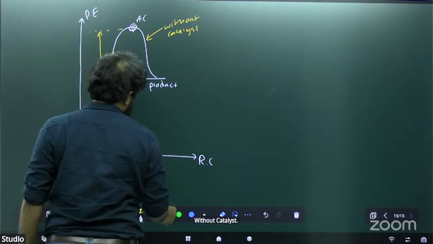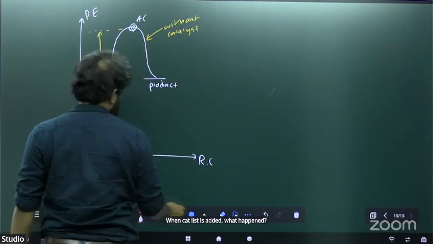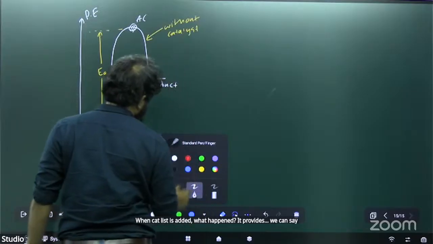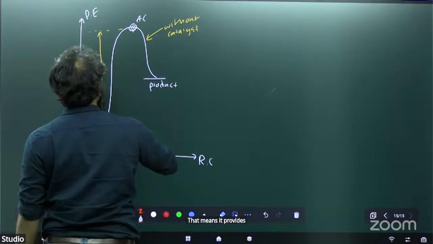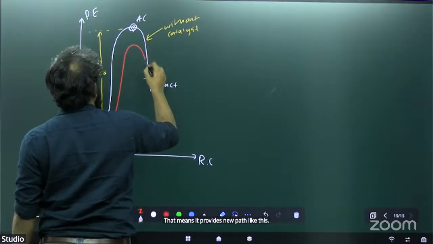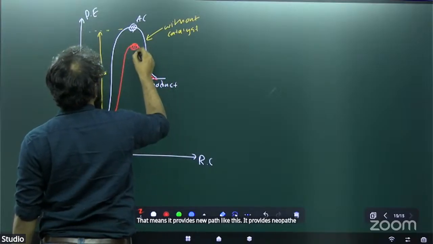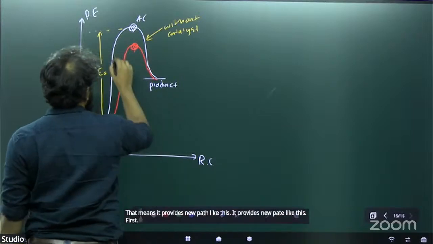When catalyst is added, what happens? We can say it provides an alternative pathway, right? That means it provides a new pathway like this. What is the important feature of this pathway?